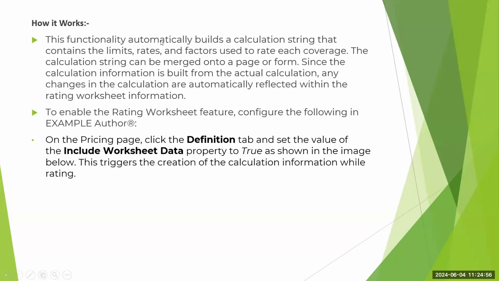How it works: the functionality automatically builds a calculation string containing the limit, rate, and factors used to rate each coverage. The calculation string can be merged onto a page or a form. So basically, the rating worksheet is nothing but a form page that we create to display the premium of each and every coverage in detail.